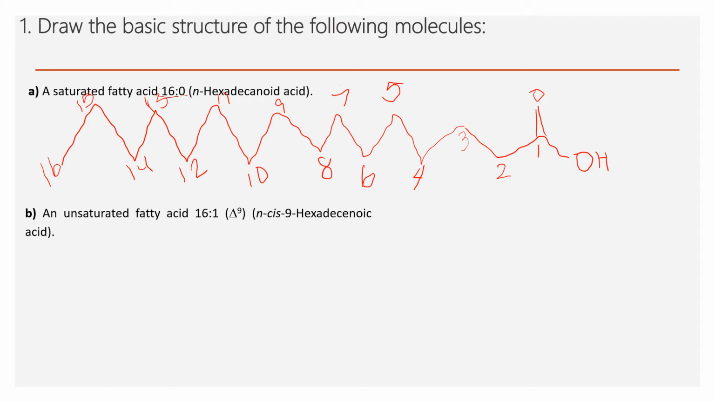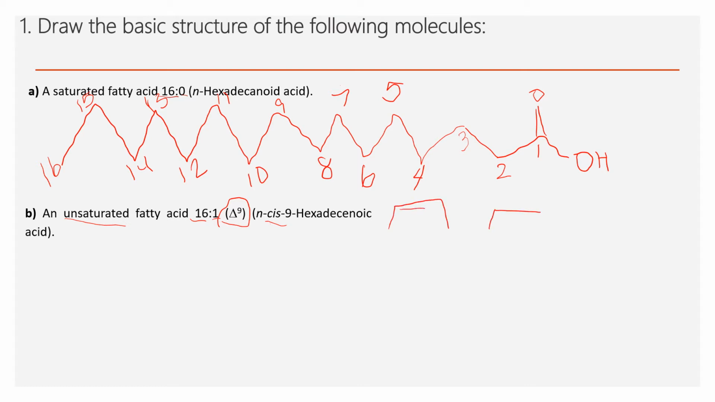For B we have an unsaturated fatty acid. The fact that they're saying unsaturated means that we're going to have double bonds. So 16 carbons, 1 double bond. Where is that double bond going to be? It's going to be on carbon number 9. That's what the triangle tells us. And then is it going to be cis or trans? It tells us right here, cis. This is what cis looks like, and this is what trans looks like.